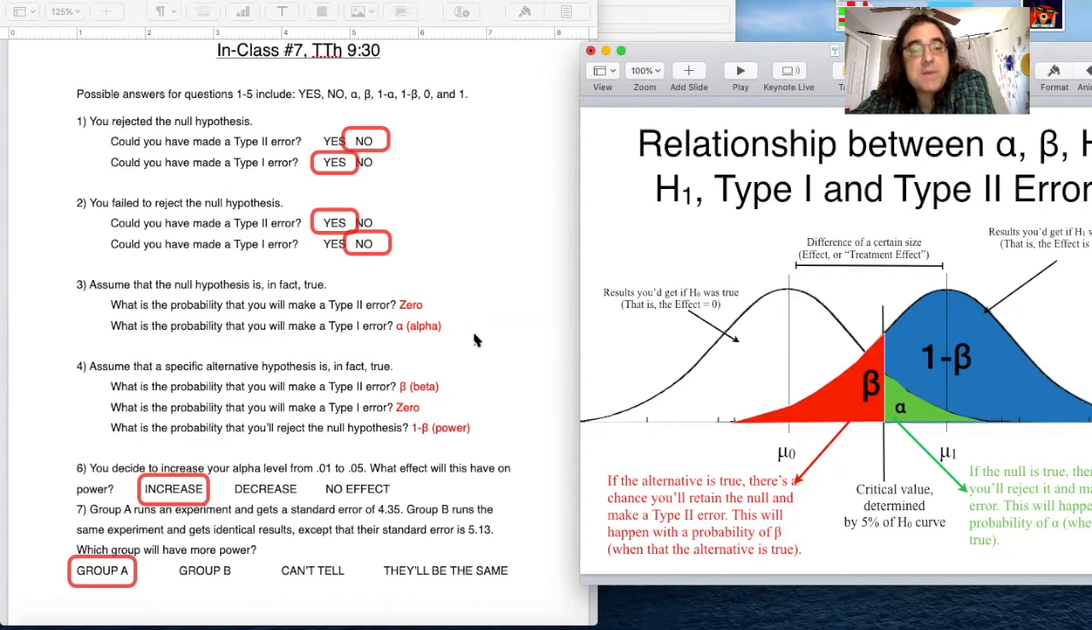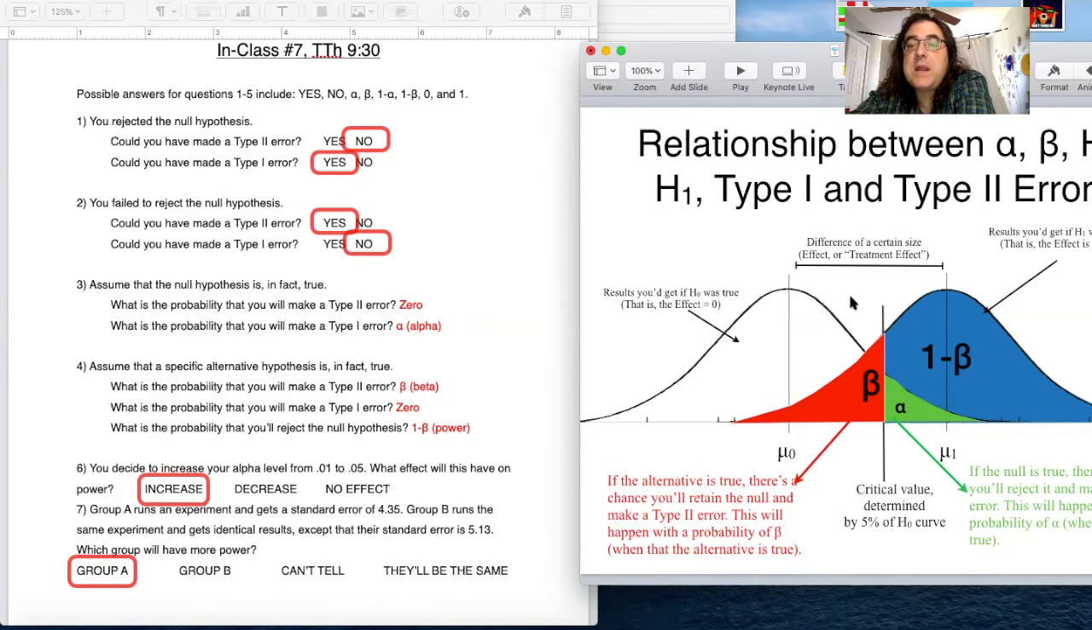Group A runs an experiment and gets a standard error of 4.35. Group B runs the same experiment and gets identical results, except their standard error is 5.13. Which group will have more power? The smaller your standard error, the greater your power.